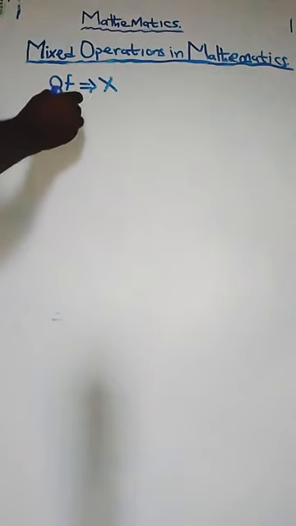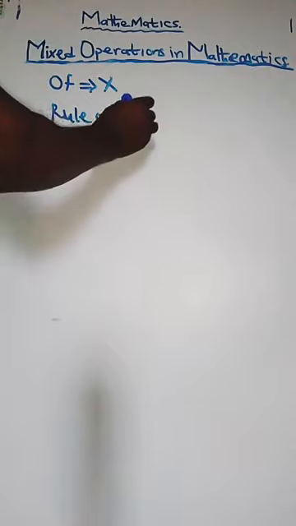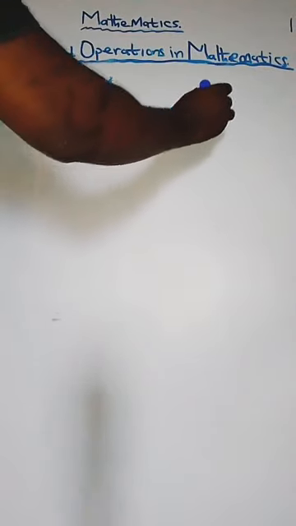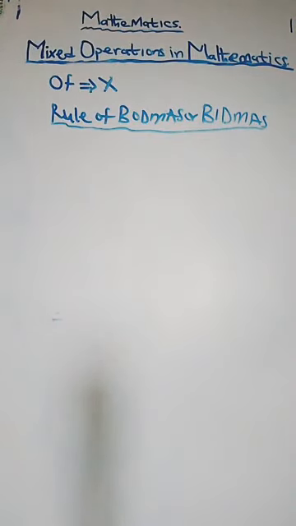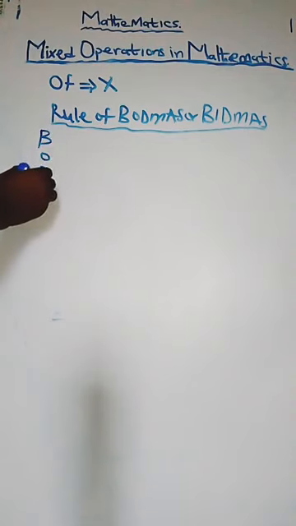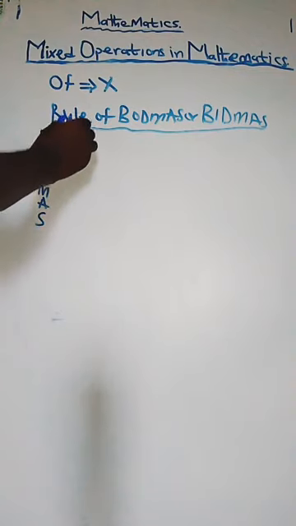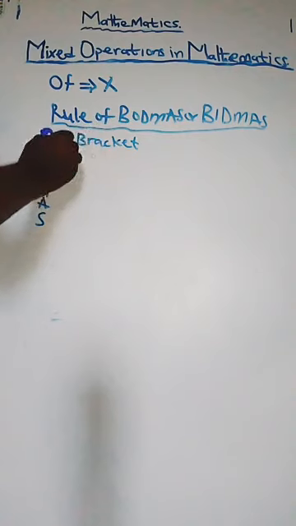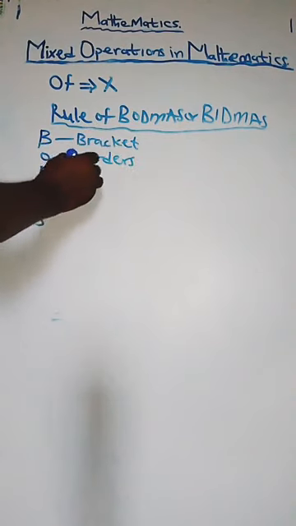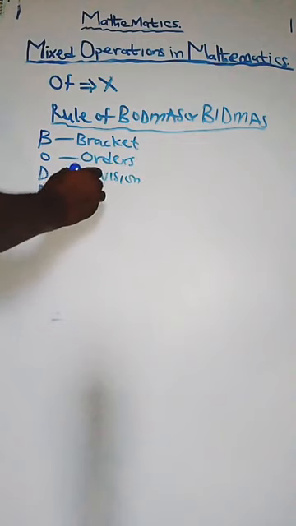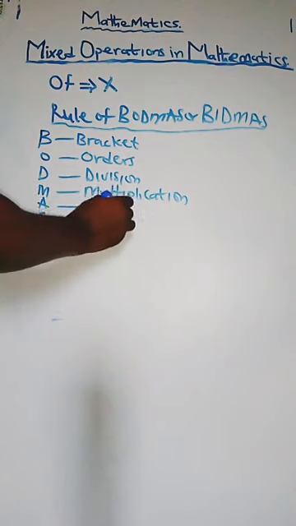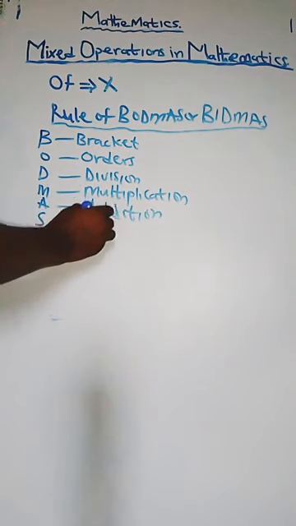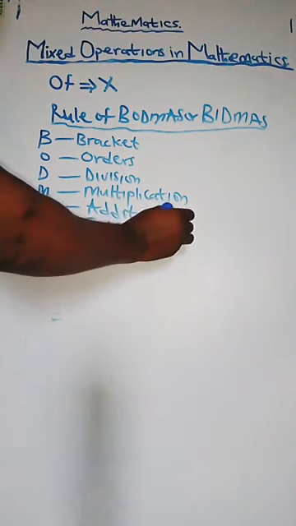Rule of BODMAS or BIDMAS. In some places, they call it BODMAS, while in some places, they call it BIDMAS. What is the meaning of BODMAS? Let's look at the meaning of BODMAS. B means bracket. O means others. D means division. M means multiplication. A means addition. And S means subtraction. Alright.